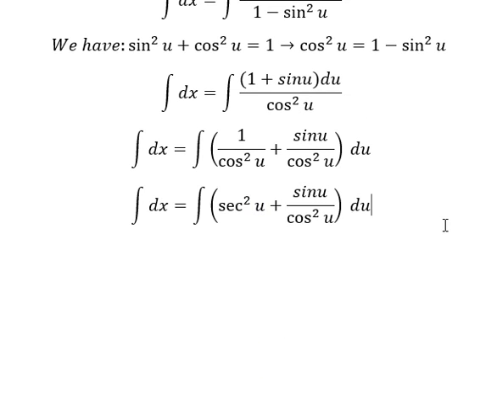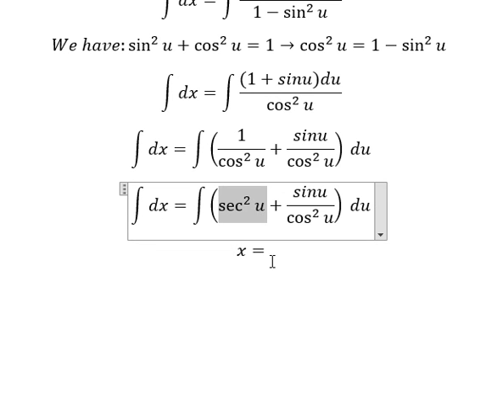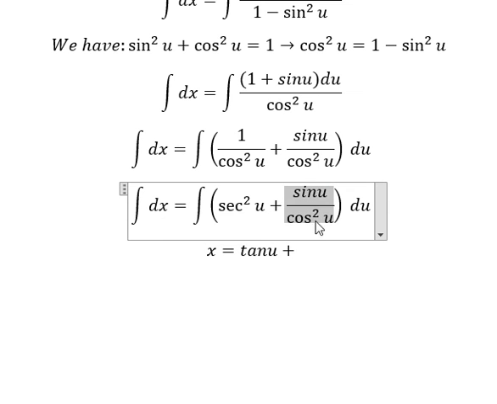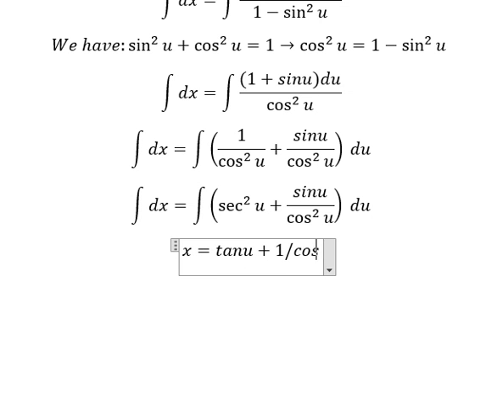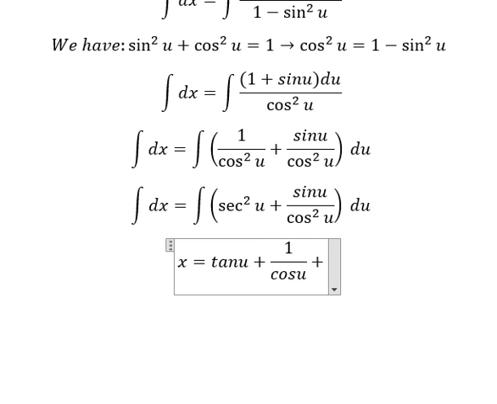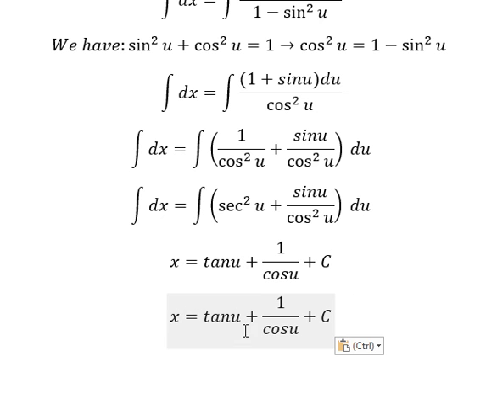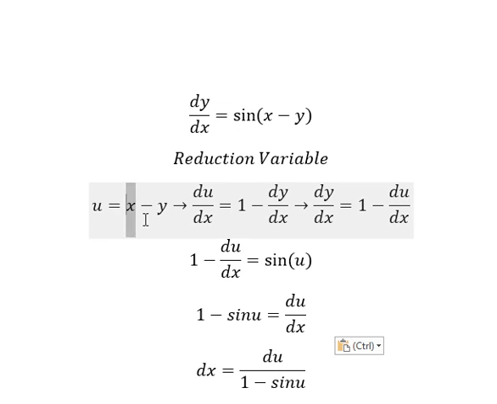And now we have the final answer: the integral of dx gives x. The integral of this one, we have tan u, and the integral of this one we have 1 over cosine u. And I will put plus c. About u, that is x minus y.